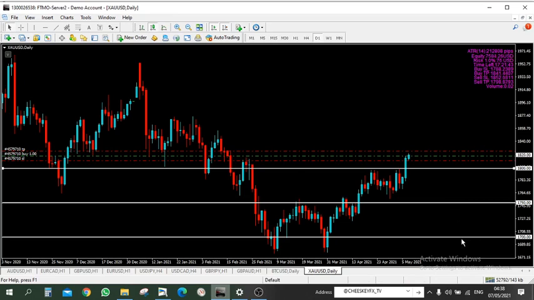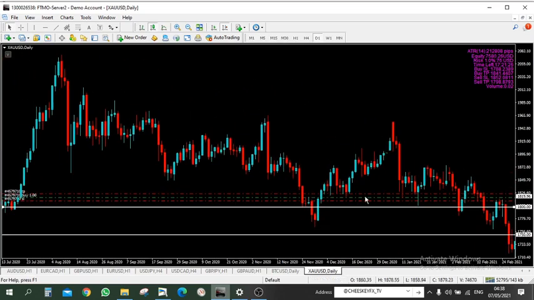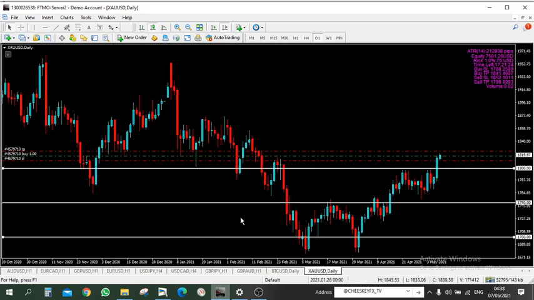I no longer need these zones. If you notice very well, when market gets to this point, it retests. Every time market gets to these points, it retests. These are my psychological key points, my psychological zones.